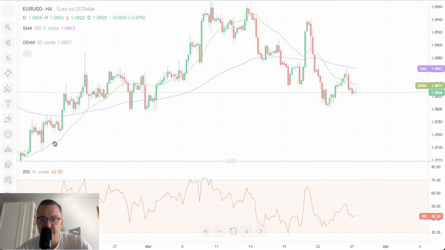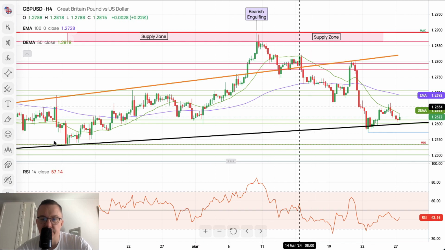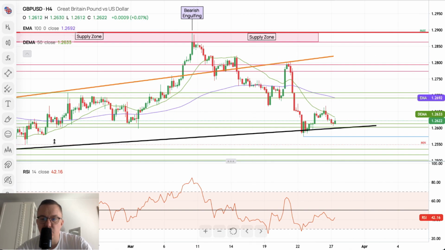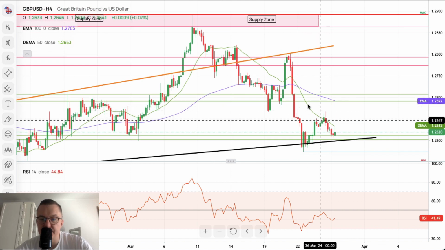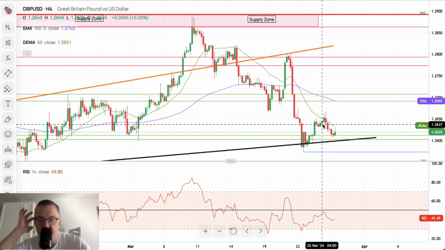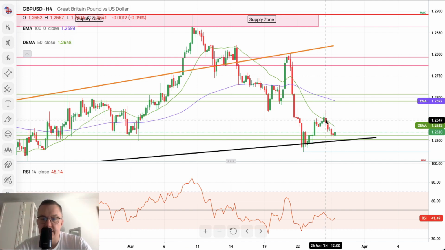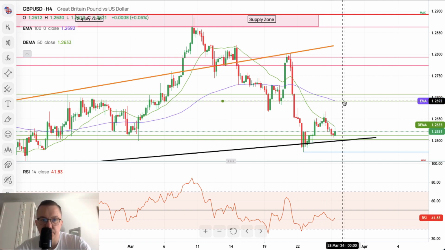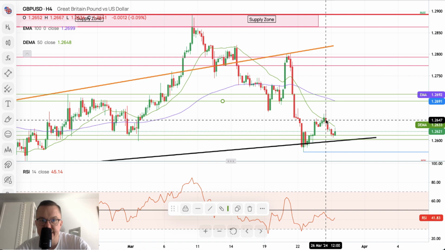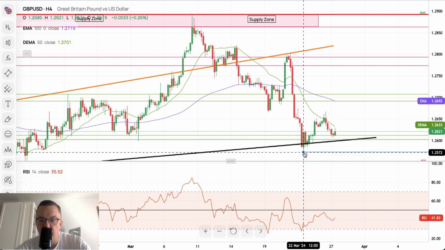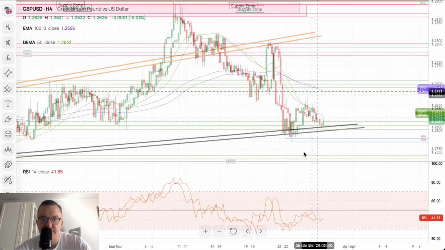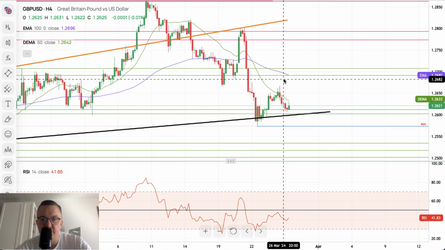Let's find out what's going on with the cable. The cable is actually in a similar situation. On the 4-hour chart, we can see the cable reverse as a bearish engulfing pattern occurred on the 4-hour chart from the local swing high at 1.2667. Now we are testing the old demand zone. Nevertheless, the swing low is located at 1.2574, so we should see this deterioration to the downside soon.